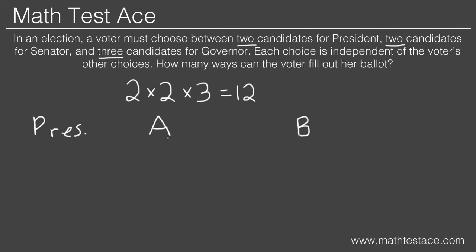With each of these choices, our voter can then choose who she wants for senator. Let's say that there are 2 candidates for Senate, candidate C and candidate D. If our voter has voted for A for president, then she can vote for C or D. And if she's voted for candidate B for president, she can vote for C or D.